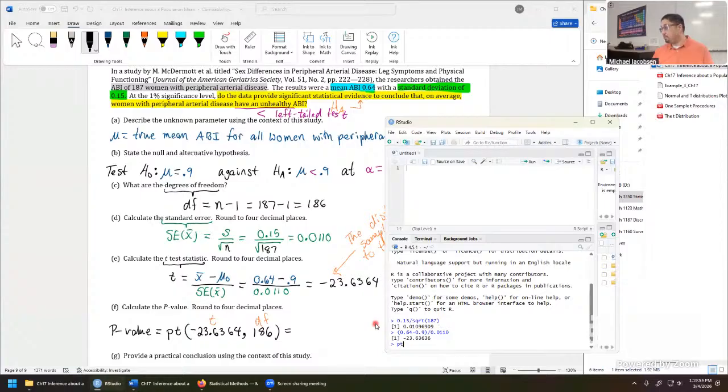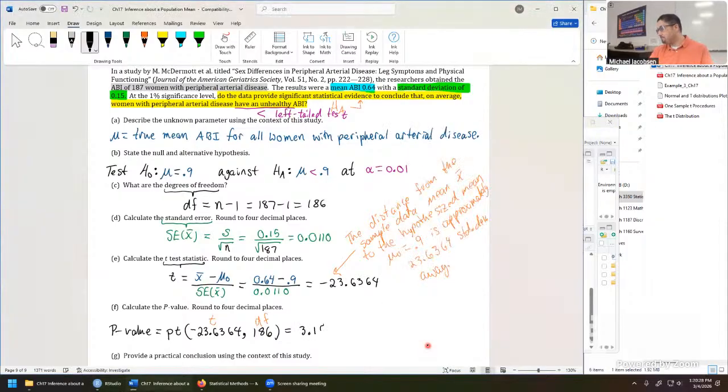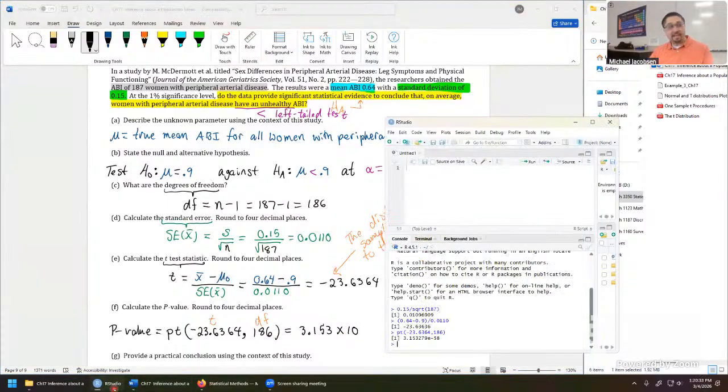But let's compute this. Probability t-distribution, negative 23.6364 for the test statistic, 186 degrees of freedom gives us this number. I'll just convey, say, how about 3.153 for significant digits. E right here is really just saying times 10 to the power negative 58. So E for exponent on base 10. So positive 3.153 times 10 to the power, and I forgot that order of magnitude, negative 58.